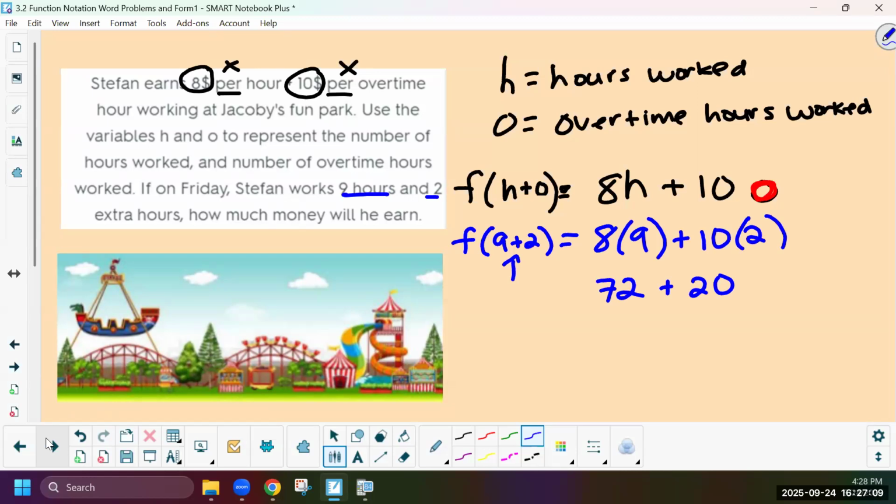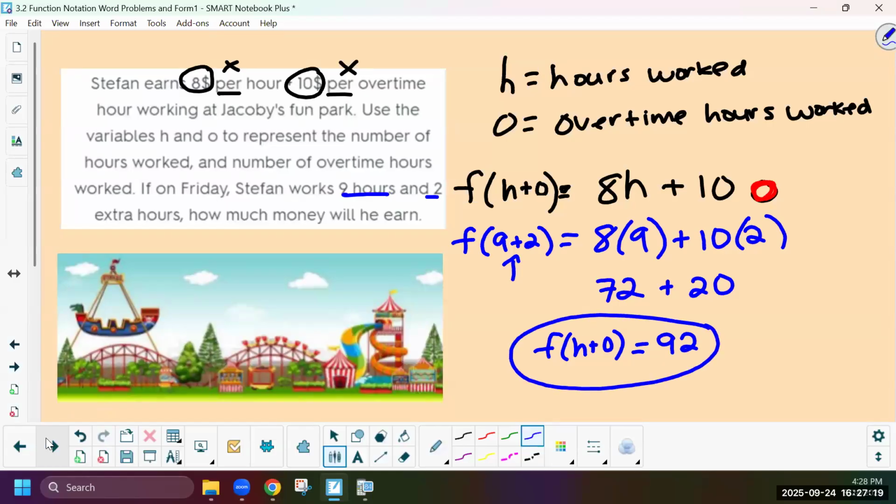So he earned, I would say F of H plus O, because it doesn't look right when you say 9 plus 2. He earned a total of $92. Okay, so again, our sentence, how much money will Stefan earn? If he works 9 hours and 2 extra hours, he will earn $92.